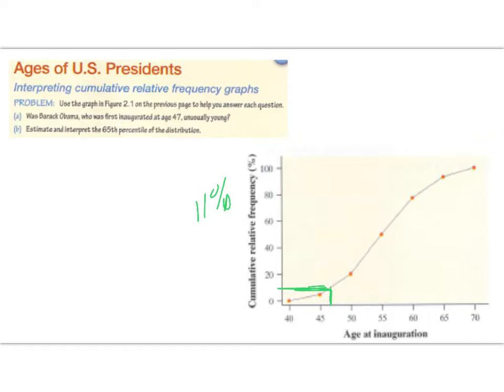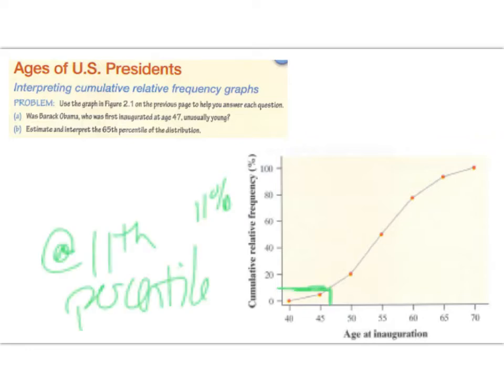What this also means is that, so this comes back to our percentiles, he is at the 11th percentile. And again, remember that means that 11% of the data points are below him. So 11% of the U.S. presidents were younger than he was when they were inaugurated, and about 89% were older. So I would say, yes, that puts him on the young end of the spectrum.